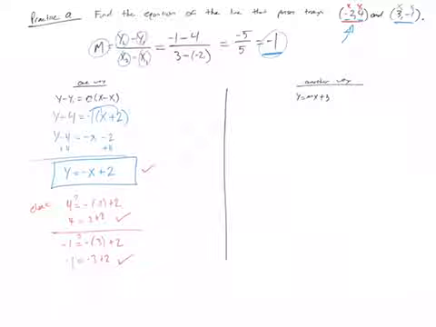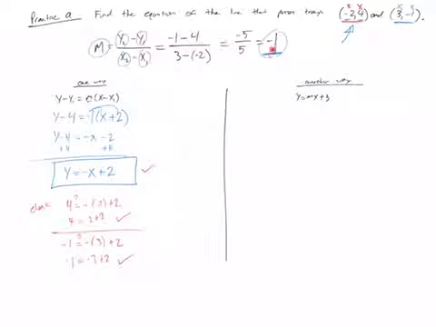Now another way to solve this, and this is actually the way that the book shows, which works out pretty well, and it's kind of one less equation to memorize, is just to use the slope-intercept form, which we already know.